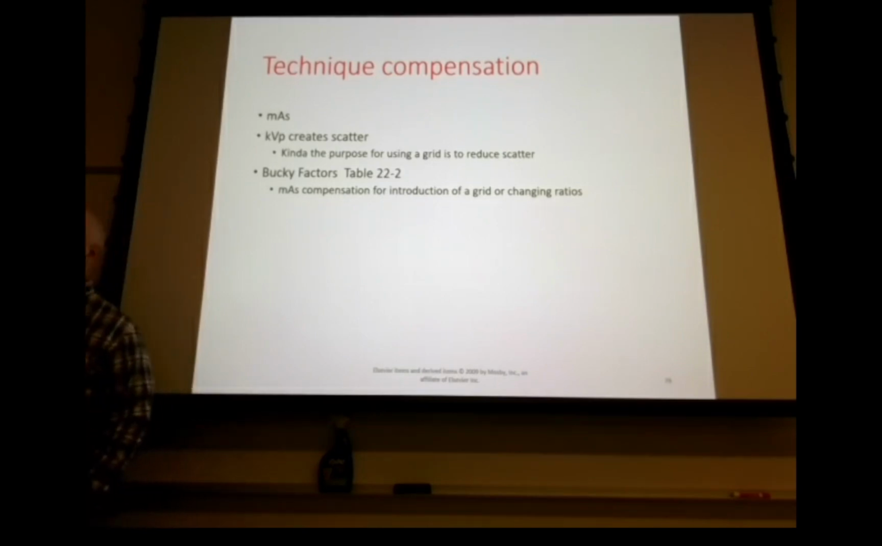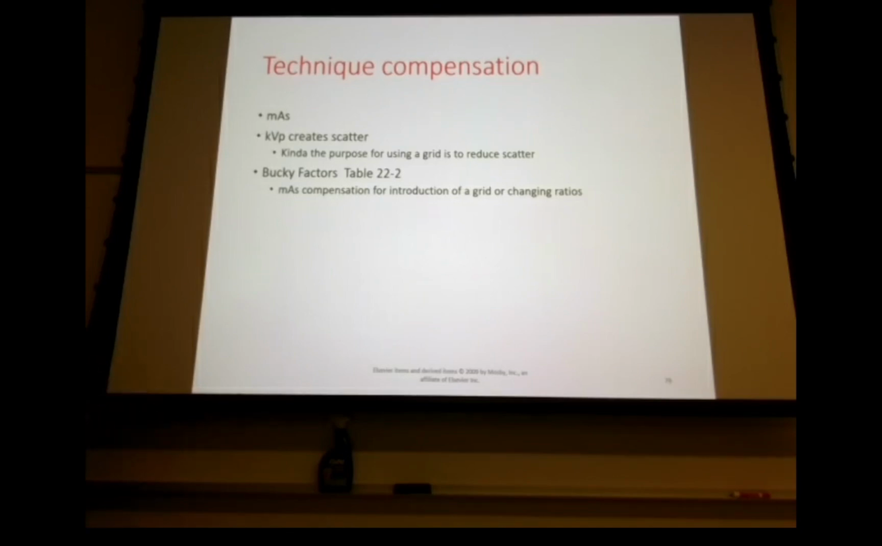It goes up dramatically, as a matter of fact. So you're going to have questions that will ask you things like pediatric hospitals. What grid ratio would be best in a pediatric hospital? Low. Why? Because it's less dose. Less dose in developing tissues, right?